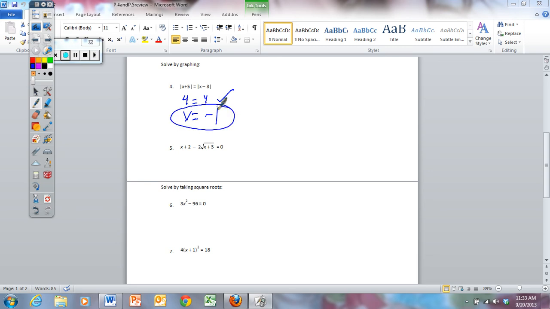For number 5, I'm going to add 2 radical x plus 3 to both sides, so I have x plus 2 equals 2 radical x plus 3. You don't have to do that. Since it equals 0, you could calculate the zeros of the function by using second calc 0. I like it to not be on the axis. I like to be able to see what I'm doing. So I'm going to type this in. The square root button is above the x squared. You have to push second x squared to get the square root button.